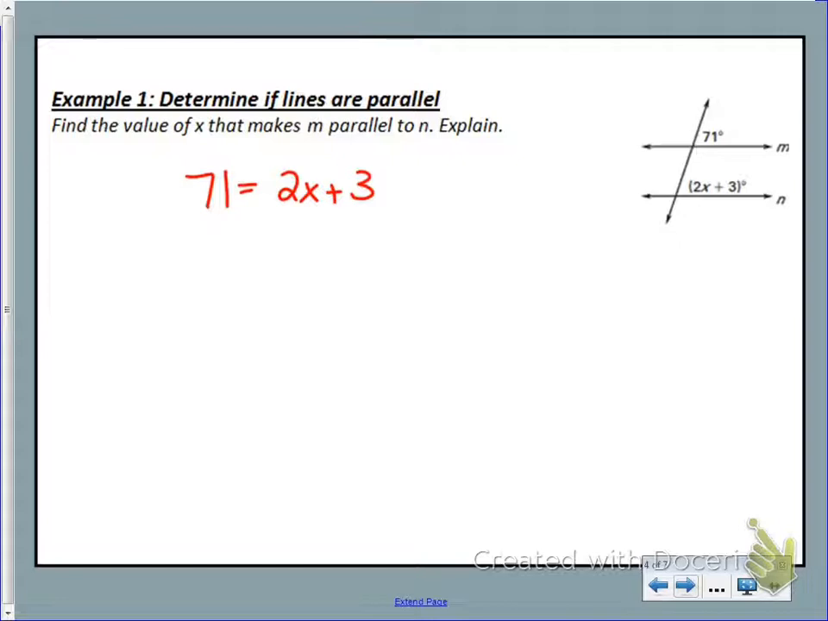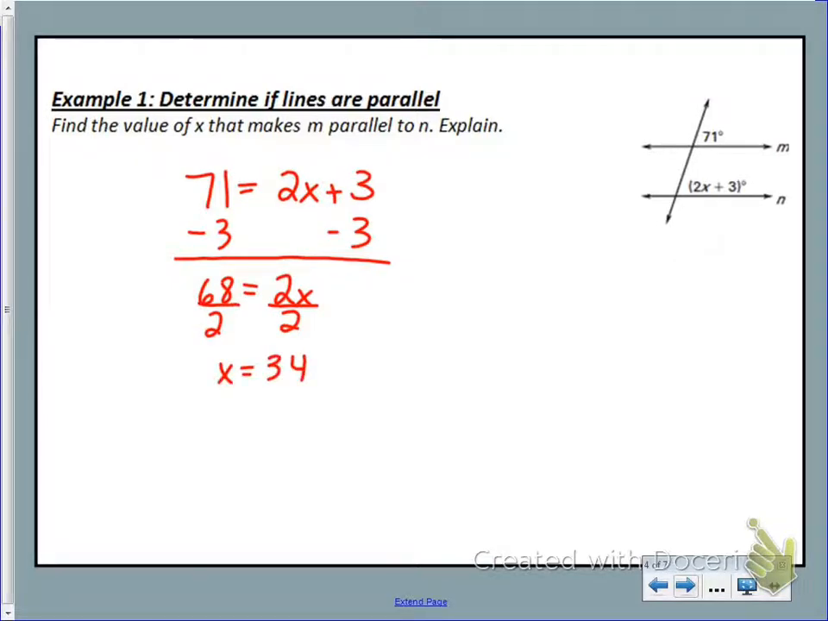Let's go ahead and solve this. We'll take away 3 to isolate the variable term, and we find that 68 is equal to 2x, and when we divide, x is 34. Now, what that means is when x is 34, this angle will also be 71 degrees, and when those two angles are congruent is when those lines are parallel.